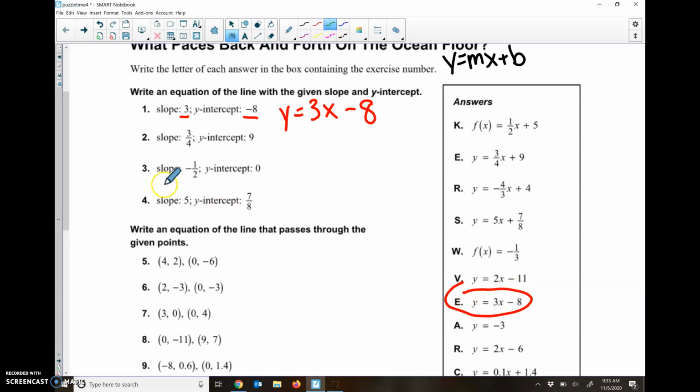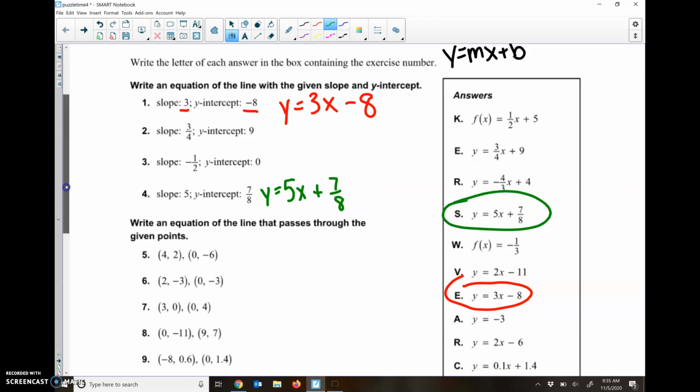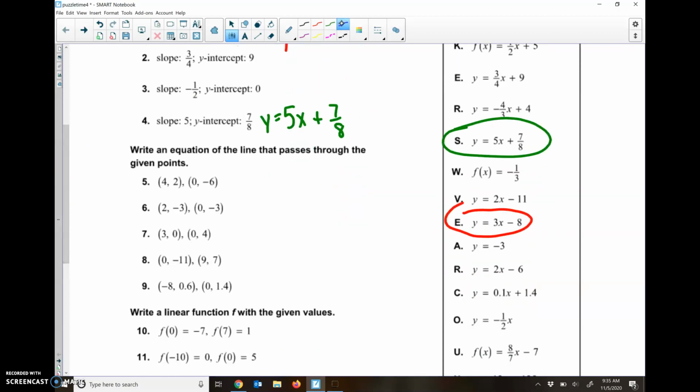Same thing with, let's say, like number 5. So y equals, they tell me the slope is 5, so 5x. And then they tell me the y-intercept is 7/8, so plus 7/8. So letter S right there. So those ones are a little easier because they tell us all the information.